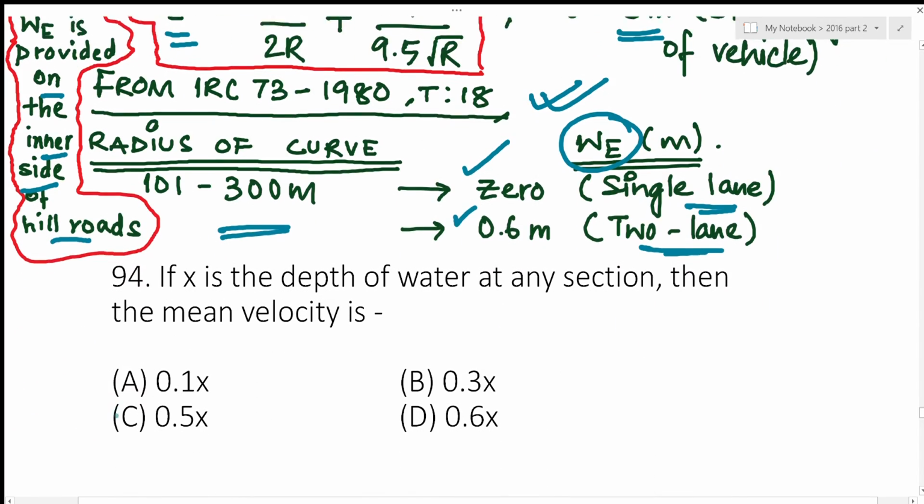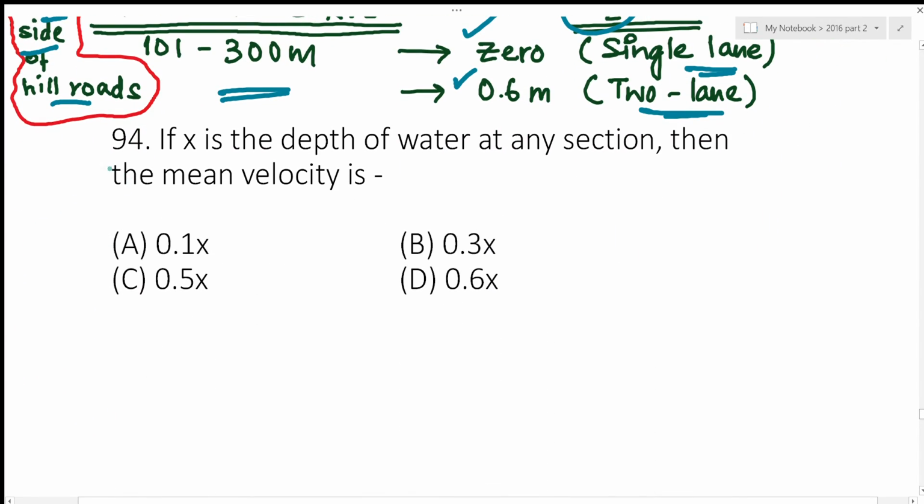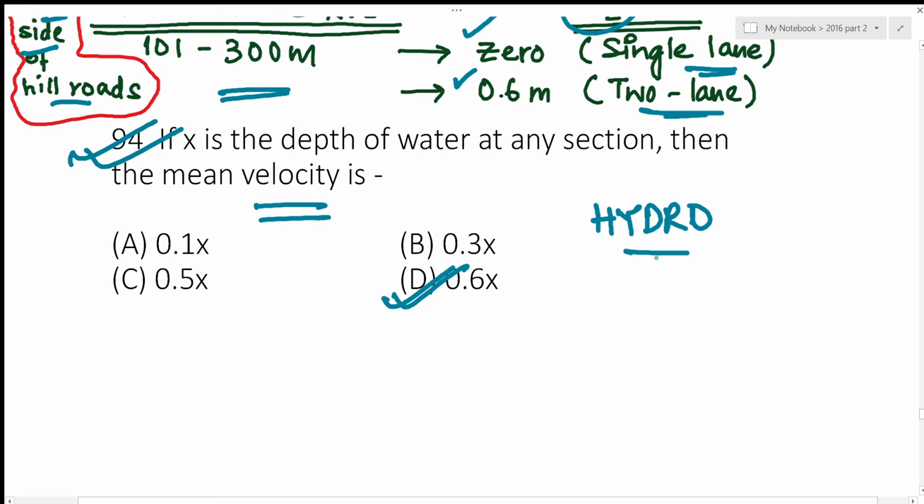Also, extra widening is provided only on the inner side of hill roads. Next question: if x is the depth of water at any section, then the mean velocity is. The answer for this particular question is 0.6x. This is from hydrology. So if x is the depth of water at any section, then the mean velocity is 0.6x.